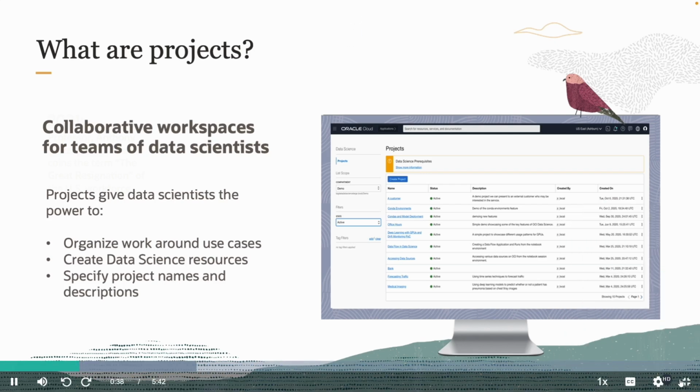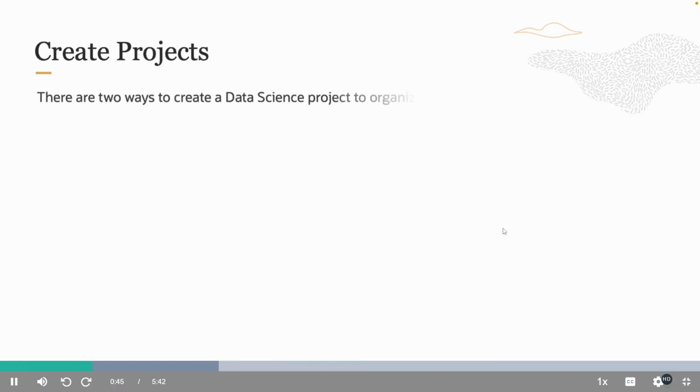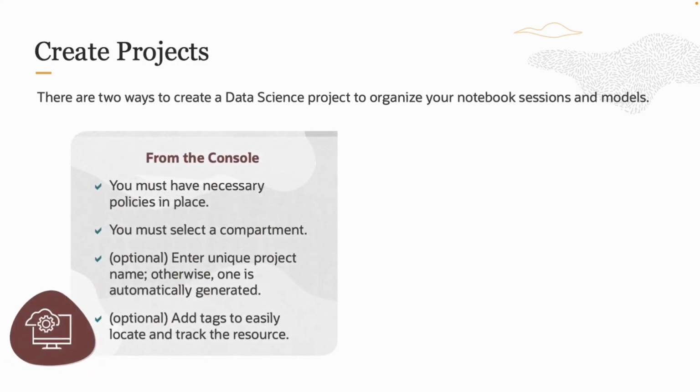Data scientists can create, name, describe, and tag their projects. There are two main ways to create projects, from the console user interface and from the ADS SDK. We will demonstrate both ways to create projects at the end of this lesson, but for now let's look at each option at a high level.